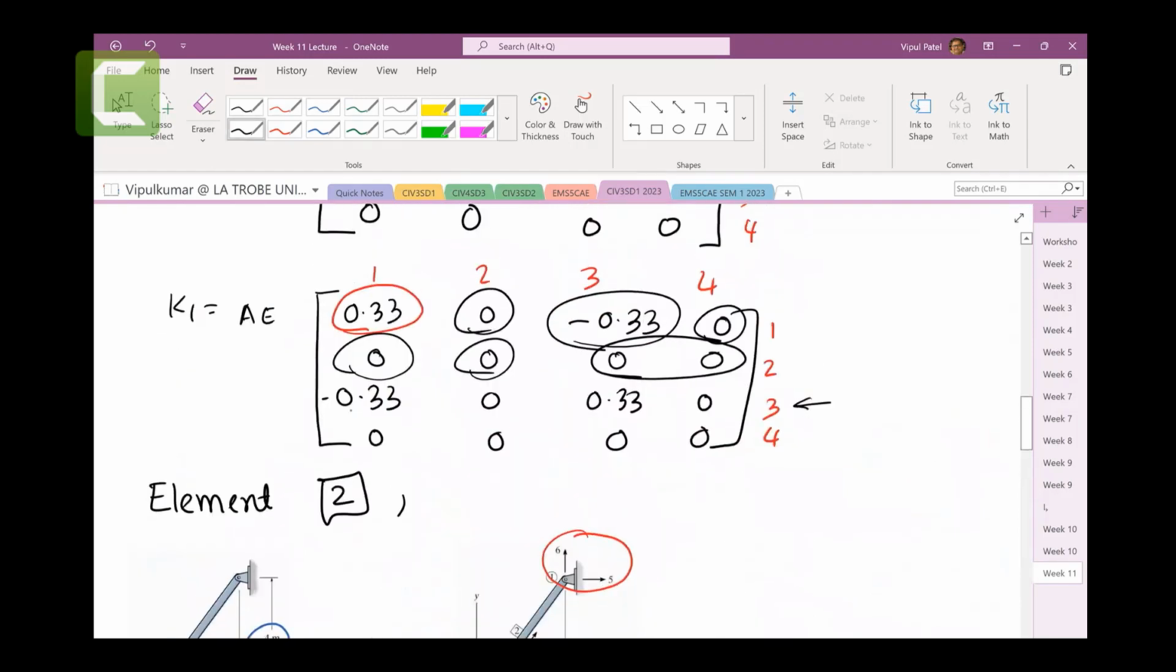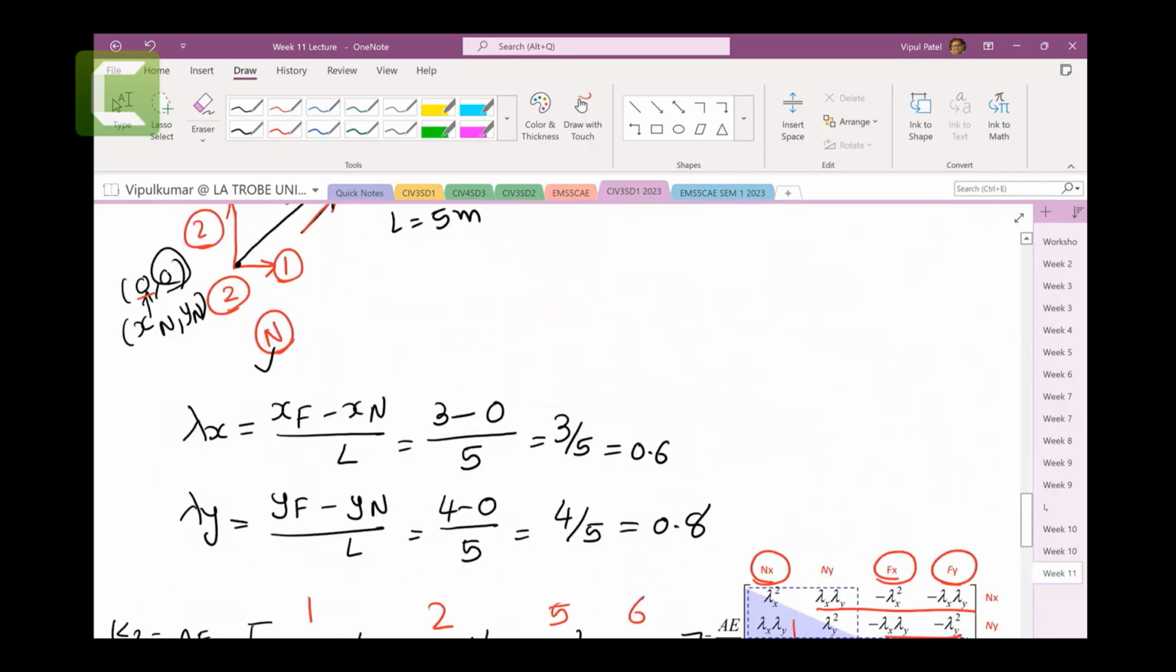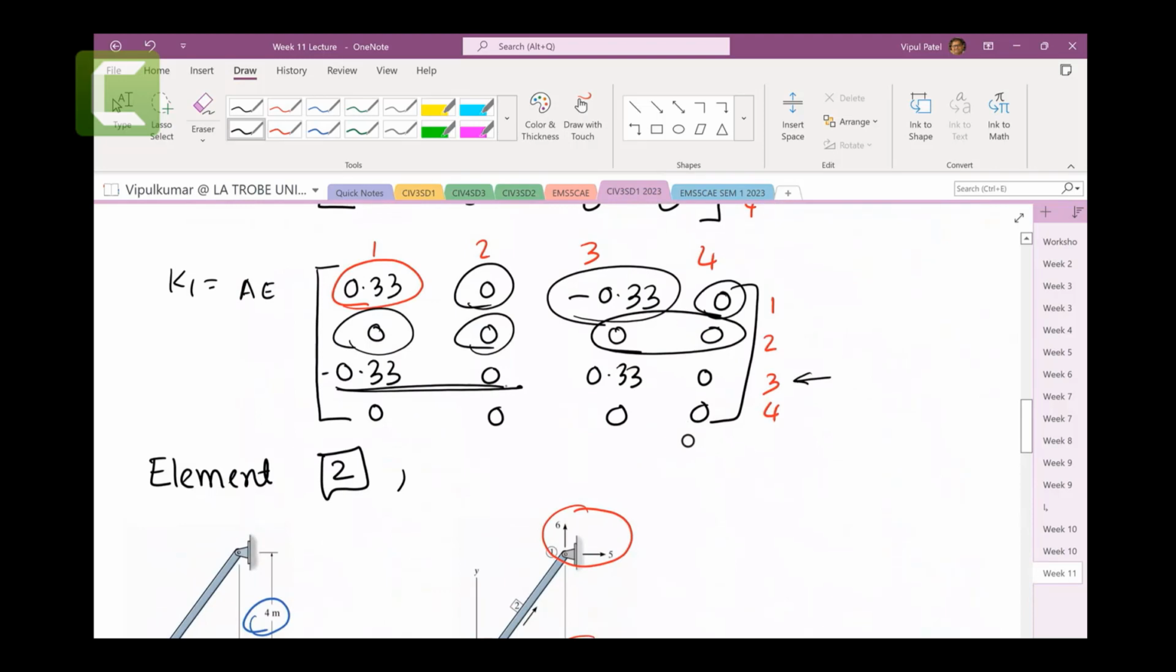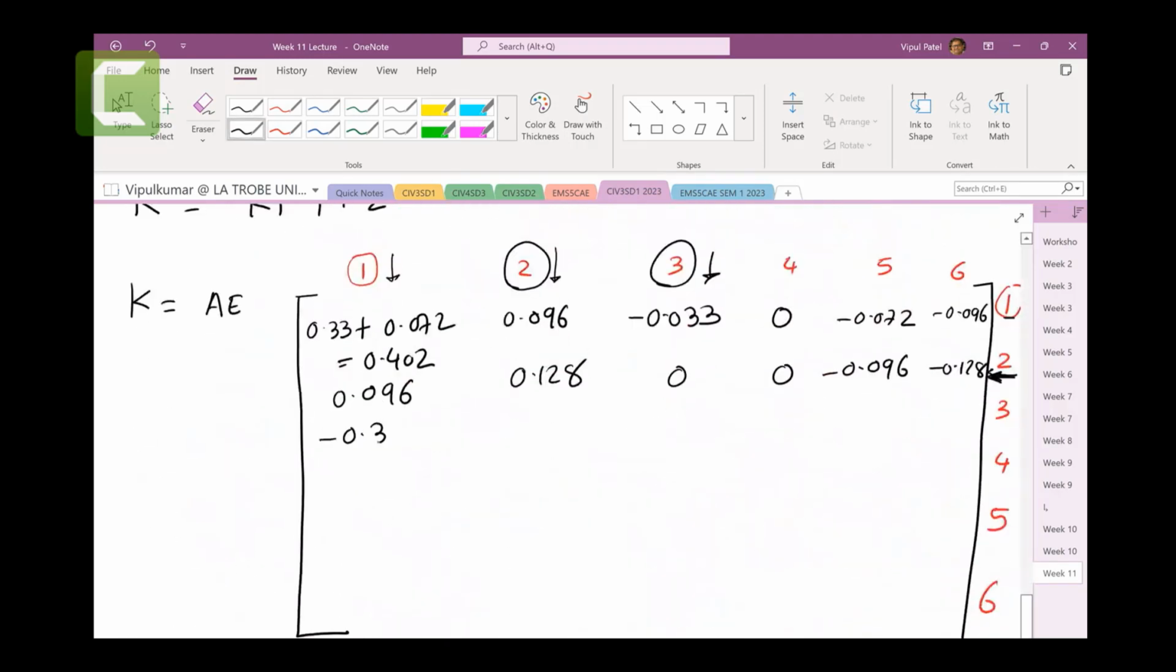3, 1 and 2 here, minus 0.33, and there is no 3, so we can copy these ones, minus 0.33 and 0, minus 0.33. If there are no numbers there, you can just ignore it. So I just copy these ones. Number 3. I hope it makes sense to you. You just need to find the numbers that make sense.